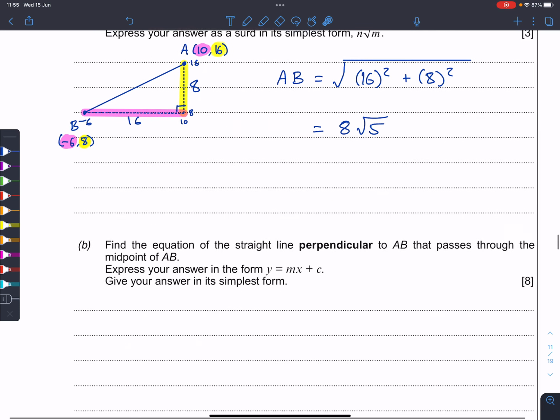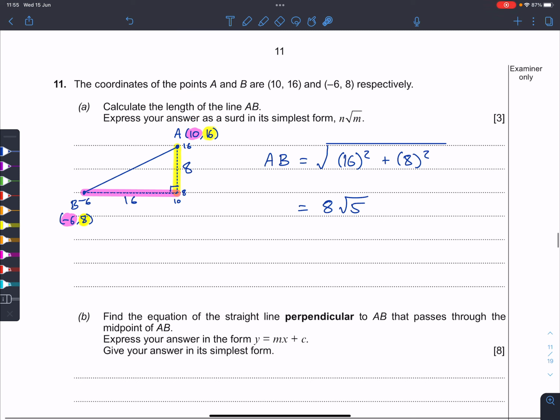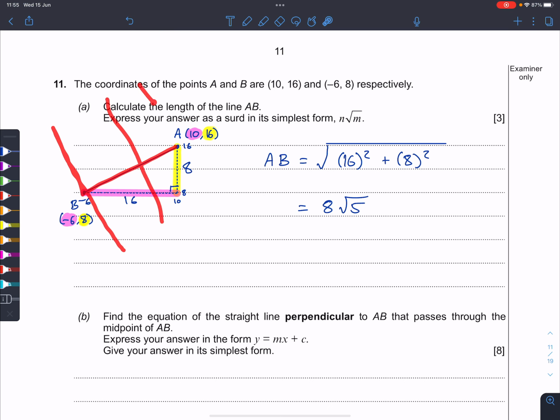Okay, find the equation of the straight line that is perpendicular to AB. So it's perpendicular to this. If it's perpendicular, it means that it's at a right angle to it. It could be anywhere, and it passes through the midpoint of AB. So, okay, it actually passes through there, the midpoint. Express your answer in the form y equals mx plus c.